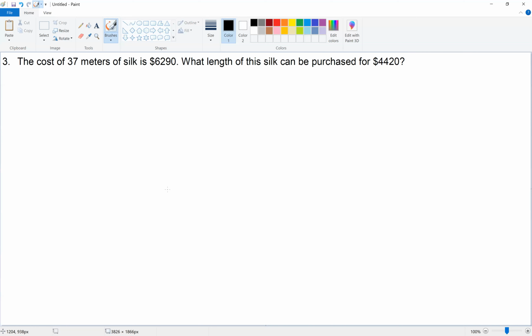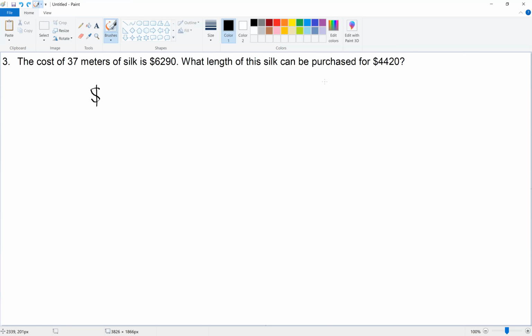So what is the question? Is the question money or length of silk? Silk. So what should go on the left? What should go on the right? The left will be money and the right will be silk. So 4420, 37 meters. What is the next step? Wait, isn't it 6,290 at the top? Yeah, it's supposed to be 6,290 for 37. Sorry, I wrote the wrong number.